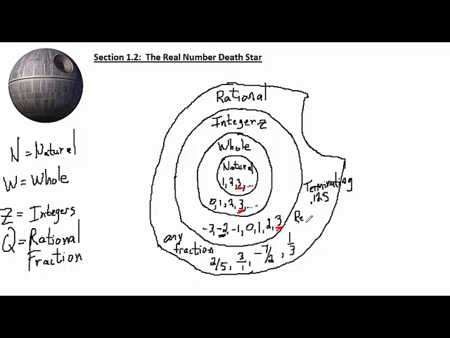Also, any repeating decimal, repeaters. So like 1/3 is 0.3 with a bar over it. It's 0.3333333. 0.33333 with a bar over it is also rational. So anything that can be written as a fraction, any terminating decimal, any repeating decimal fall under this huge rational category. Oh, that's really important to the Empire.